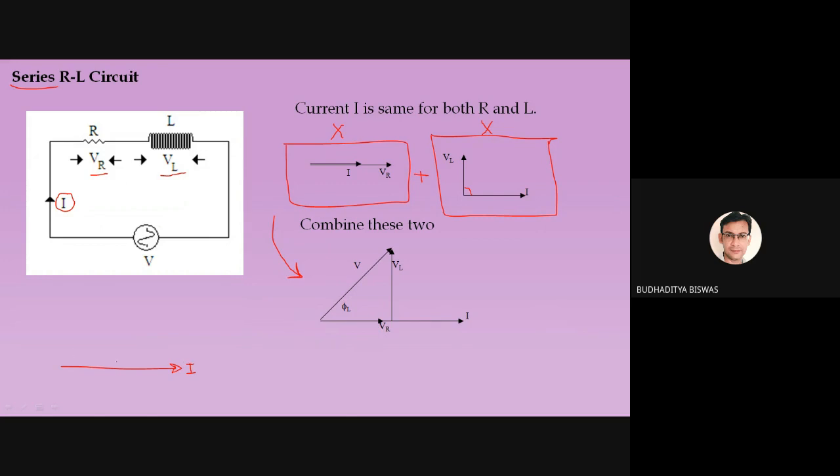Then how to draw the voltage across the resistance? It's in the same line. Okay. Now, one thing I would like to mention here: why should I draw the current with more magnitude compared to the voltage across, sorry, this is VR, not VL. Why do we draw the voltage across the resistance with lower magnitude compared to the current?